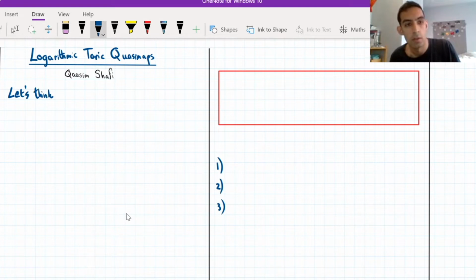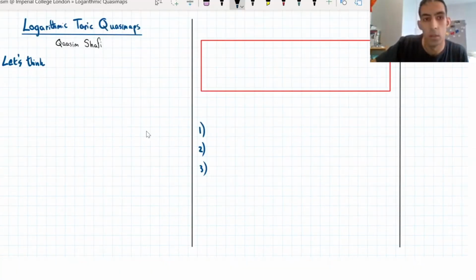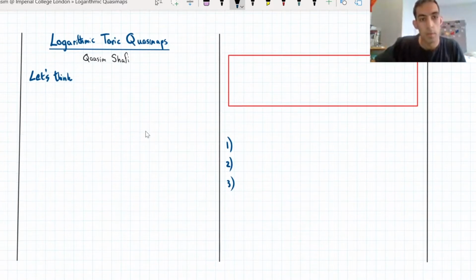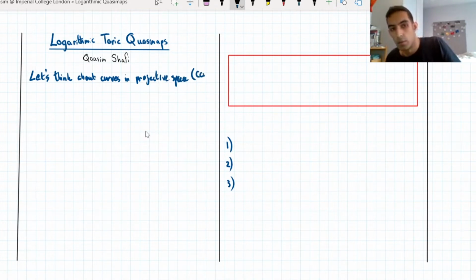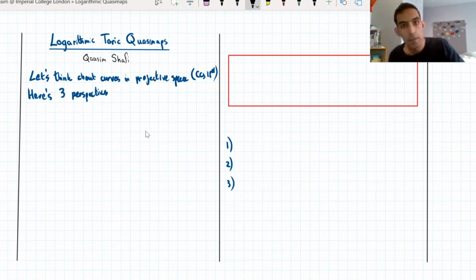So maybe I can zoom this in. Okay, so let's think about curves in projective space. So in P^N, here are three different perspectives. The first one: I could think about a curve via its equations, via the ideal.